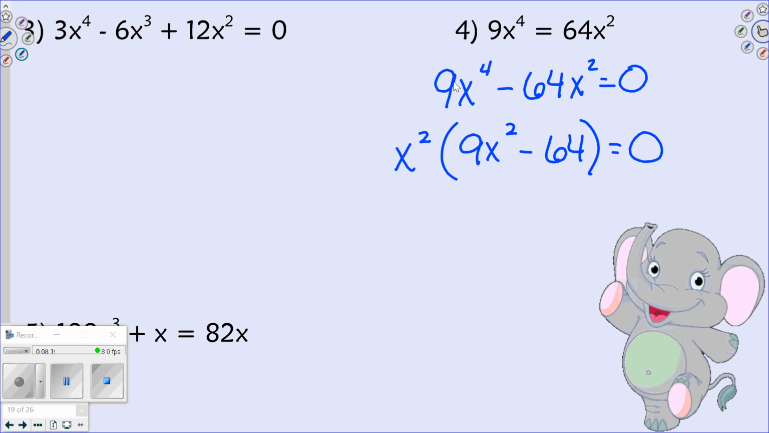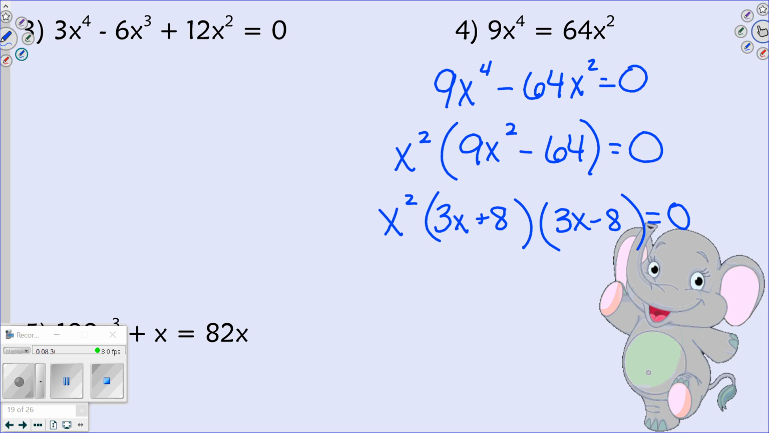Take out your GCF, then tell me what type of factoring do I have. I have difference of squares. Good. And that's where Adrian was saying 3 and 8, right? So that's going to give you 3x plus 8 and 3x minus 8. All right, and then to solve, baby brother gives me what? 2 zeros. And then my other answers? Good. Negative 8 over 3, positive 8 over 3.